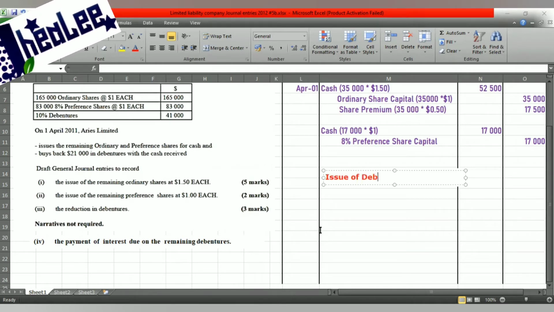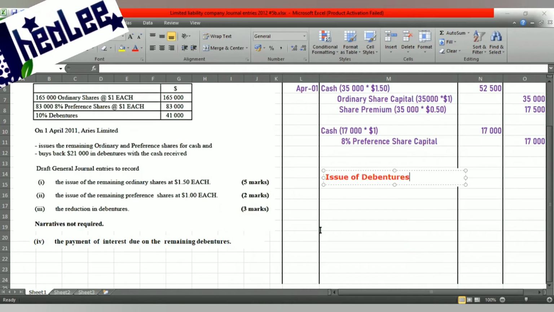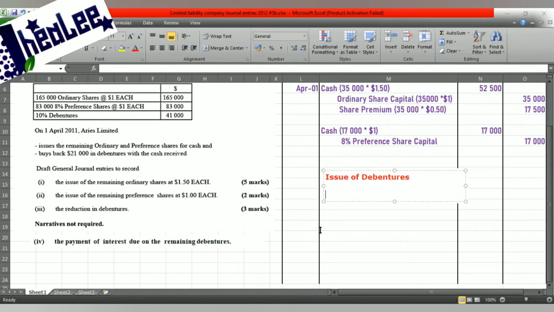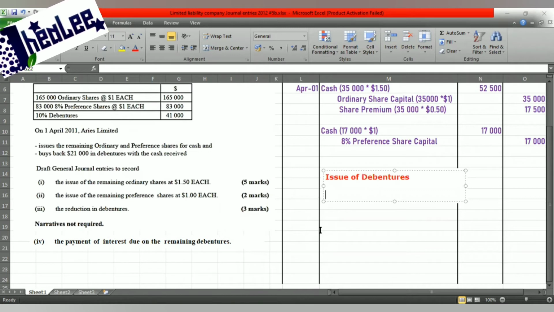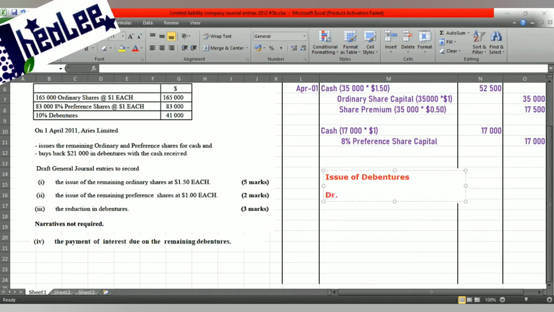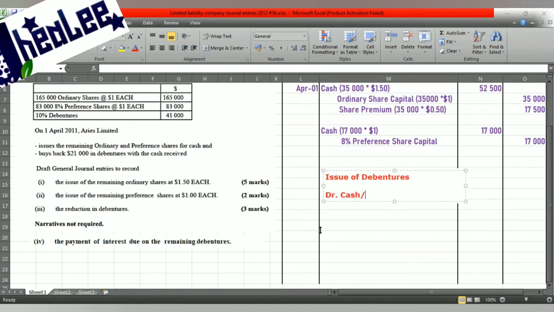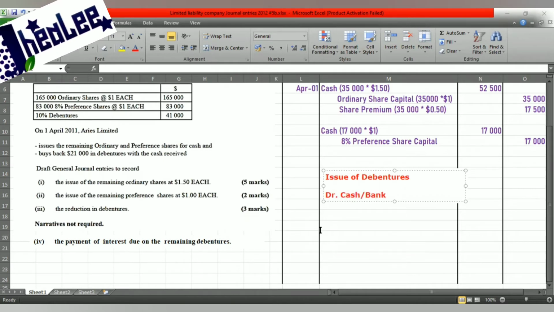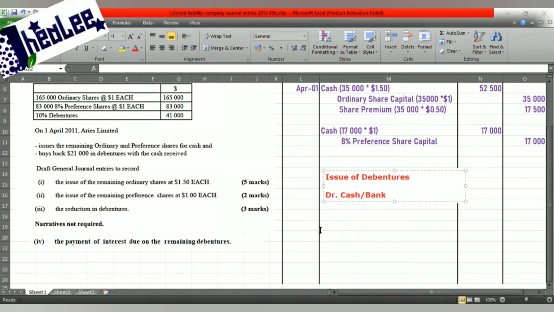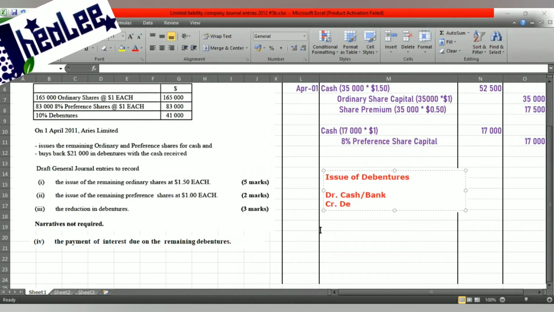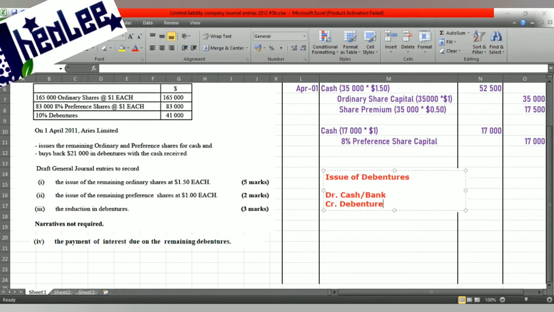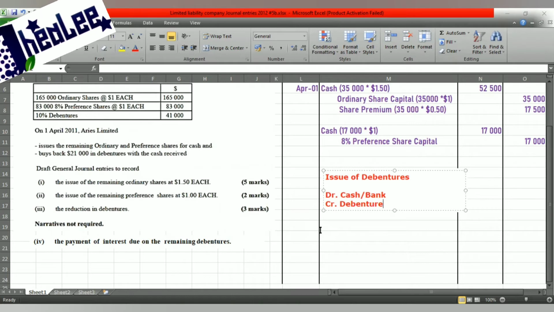of debentures. Now, when you issue the debenture, remember you are acquiring a loan, and that is an increase in the liability. So therefore, you're going to debit your cash or bank, depending on what you receive, because you received the loan, and you would credit that debenture. Remember, that is an increase in the liability.